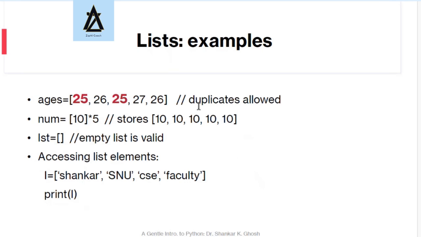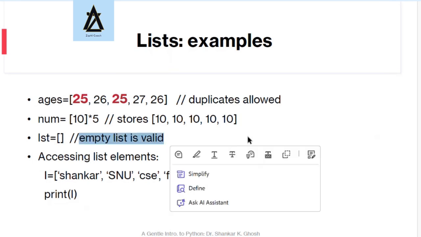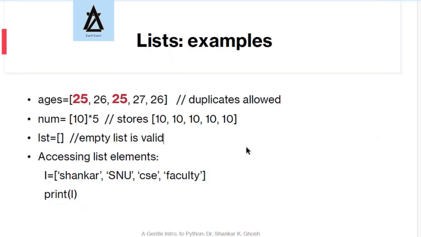In a list, duplicates are allowed, which is usually not allowed in an array. If you write [10]*5, it actually stores five copies. So there is a lot of flexibility in defining the data set, right? If you just write this, an empty list is created and it is valid. Now, if you want to access the elements, if you just write the name of the list, then the entire list will be printed.